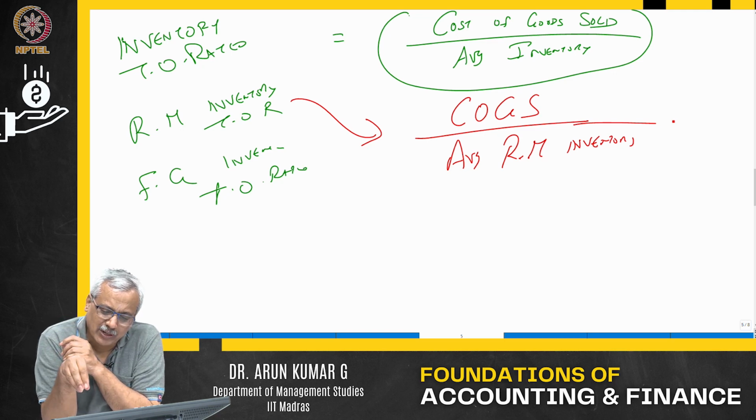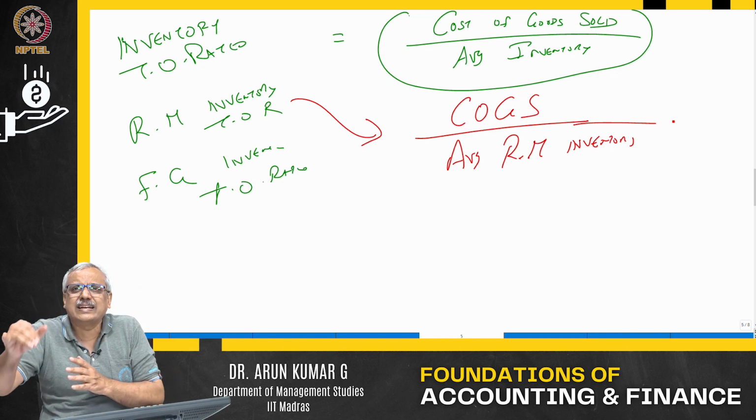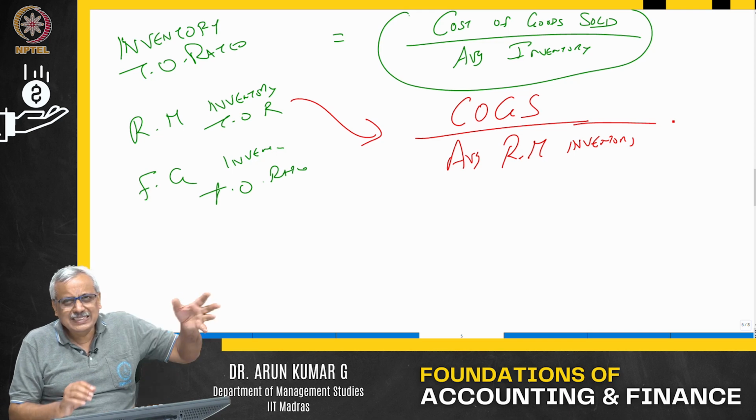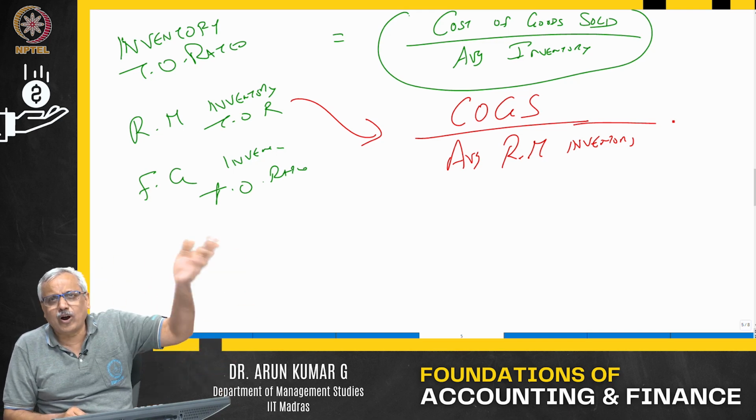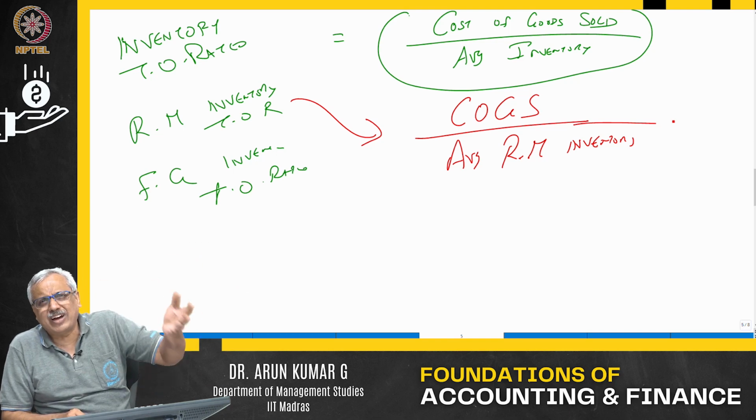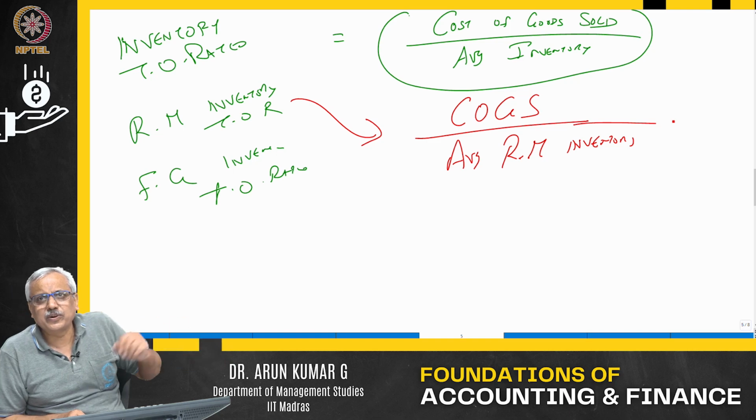Because cost of goods sold is what? Cost of goods sold means consumption of inventory happens. When consumption of inventory happens, how much inventory are you consuming? How fast are you consuming the inventory? What is the value of the inventory that is consumed vis-a-vis the inventory that you have in your godown?